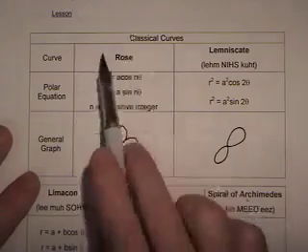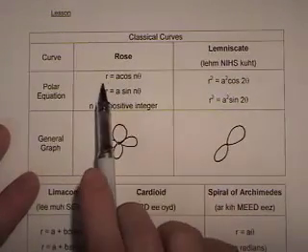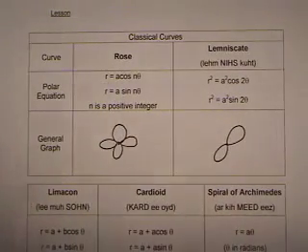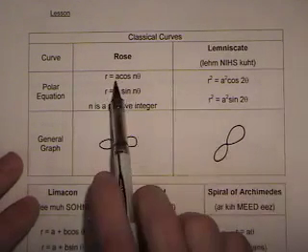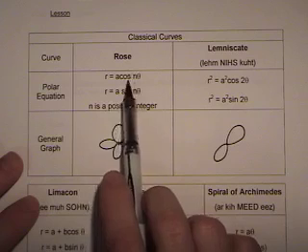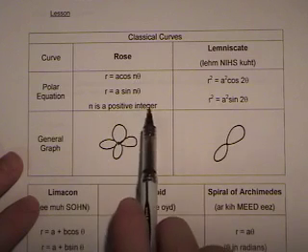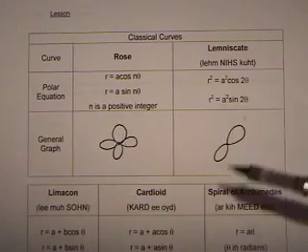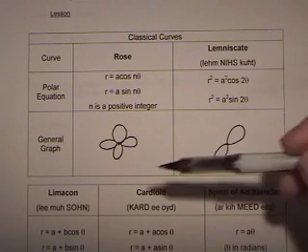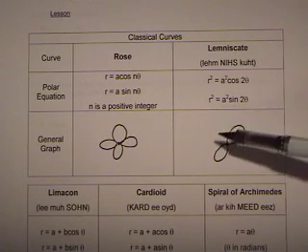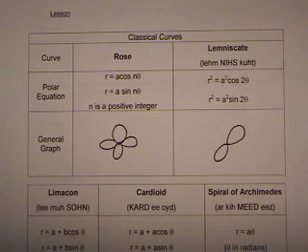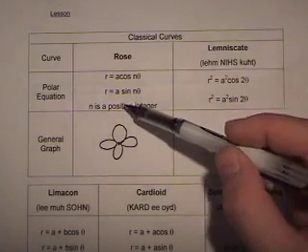Okay, the first one's called a rose. All right, polar coordinates, it's always going to be r equals, just like in rectangular was y equals, but polar is r equals. So it's going to be some number, just a, times cosine, and then the n here says a positive integer. And an integer is pretty much a whole number that can go into negatives and positives: -1, -2, -3, and then 1, 2, 3, 4, all that good stuff. So this says specifically it's a positive integer.